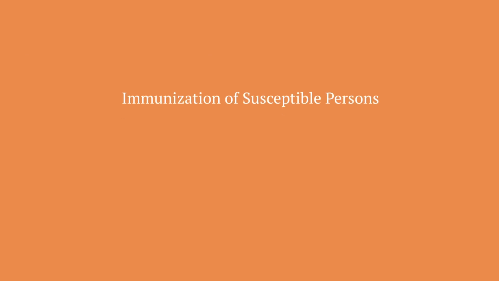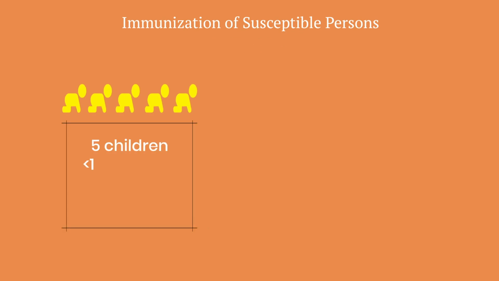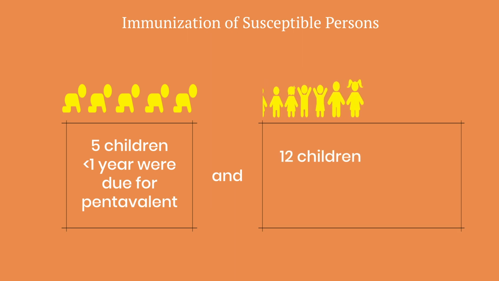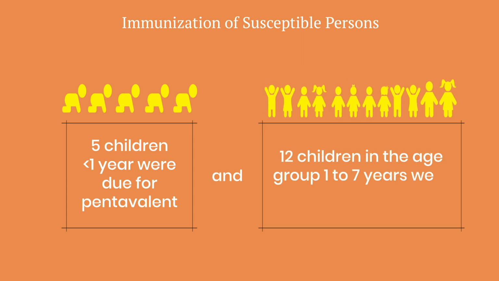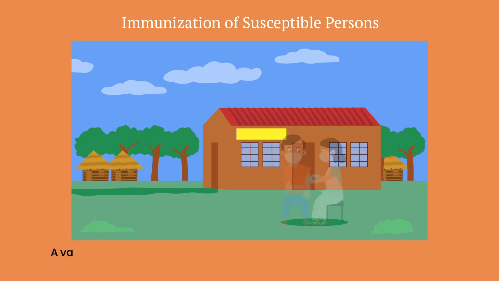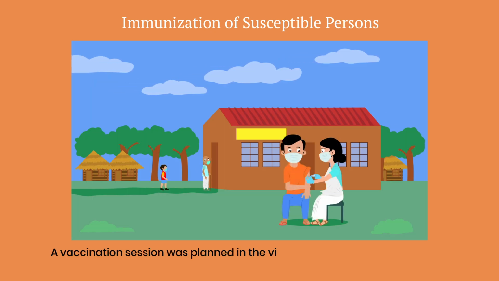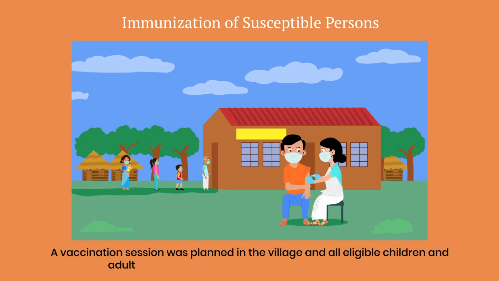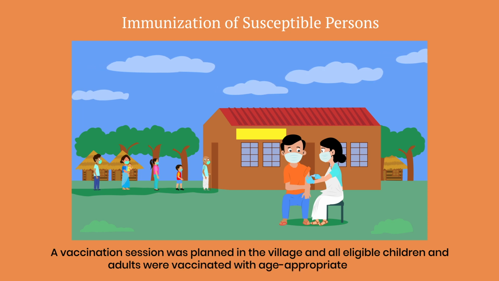Immunization of susceptible person. During ACS, 5 children less than 1 year were found to be due for pentavalent and 12 children in the age group of 1 to 7 years were due for DPT vaccine. A vaccination session was planned in the villages, and all eligible children and adults were vaccinated with the age-appropriate vaccine.